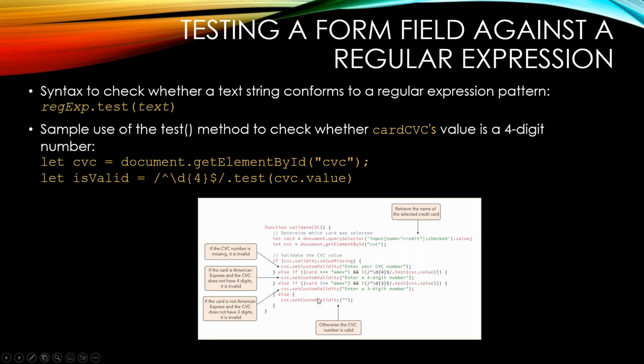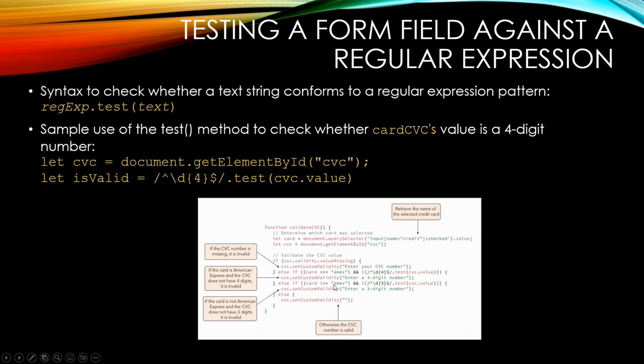I'm going to dive into my if statement, taking it line by line. The first one is, is the value missing? There's nothing there, so enter in a credit card number. If the card is an American Express, and I've not entered in a 4-digit number, it's going to tell me to enter in a 4-digit number. On American Express, the CVC is a 4. On most other major credit cards, it is 3.